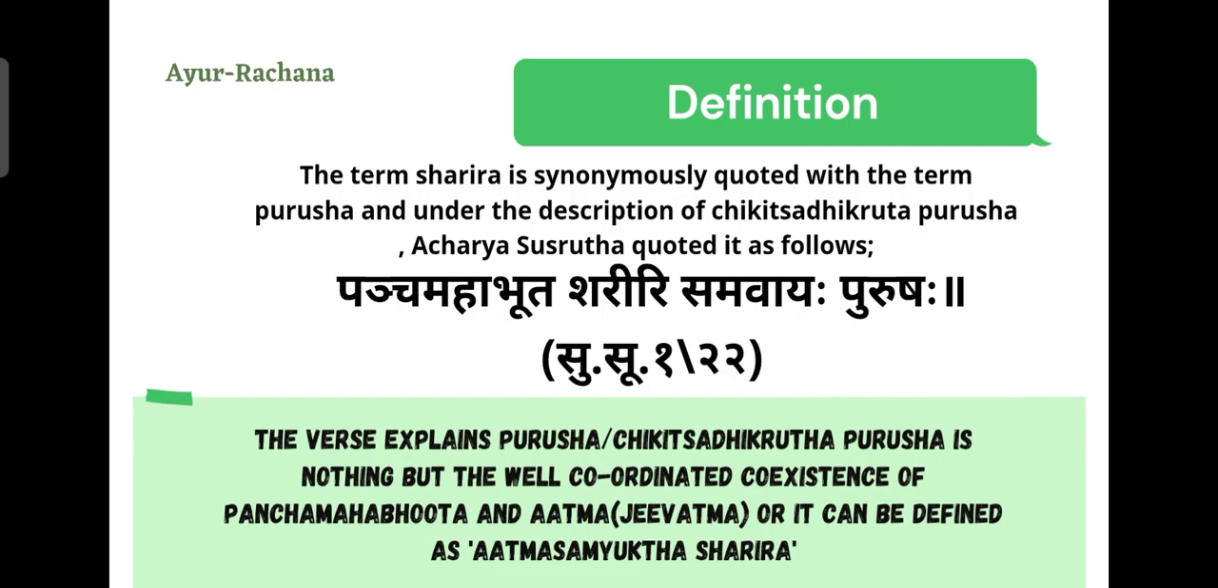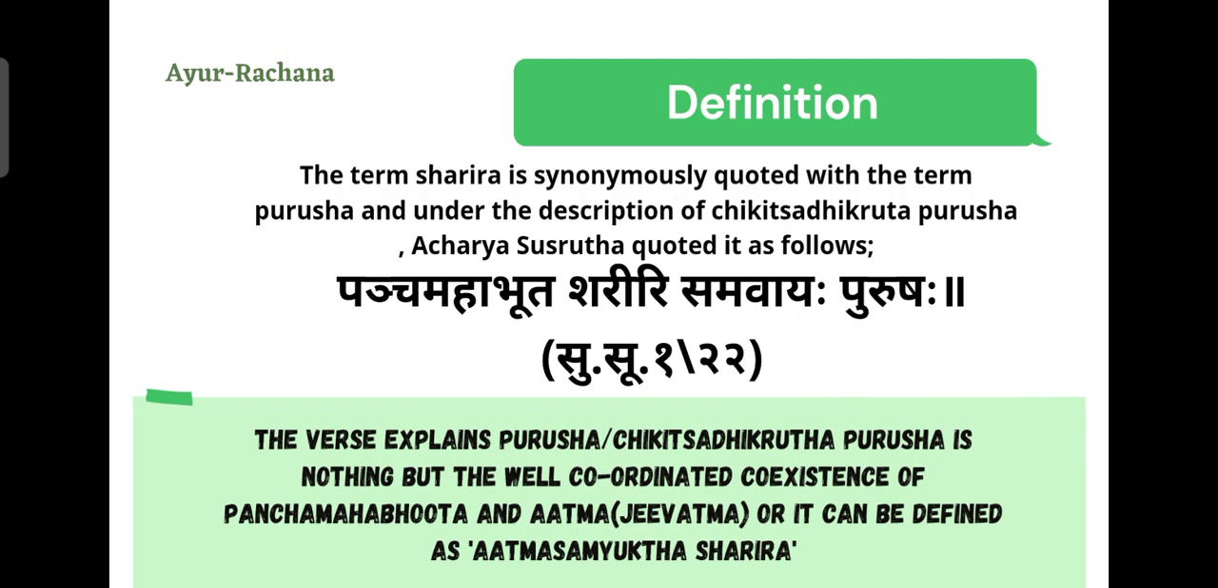So the term Sharira is synonymously quoted with the term Purusha, under the description of Chikitsadhikrita Purusha. That is a concept that has been explained in Ayurveda, Karma Purusha or Chikitsadhikrita Purusha. Here you can explain it as the coexistence or well coordinated coexistence of Pancha Mahabhuta constituents and Jivatma, or it can be defined as Atma samyukta Sharira.